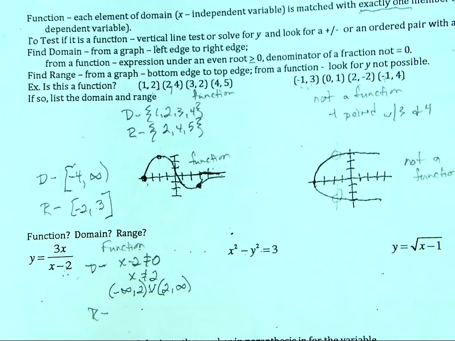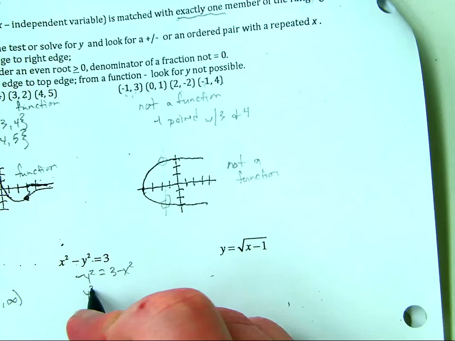This one here, is that a function? Well, let's solve that for y. So if I get y by itself, and now I divide by a negative, now we square root both sides. Well, remember, whenever you square root both sides, we put a plus or minus.